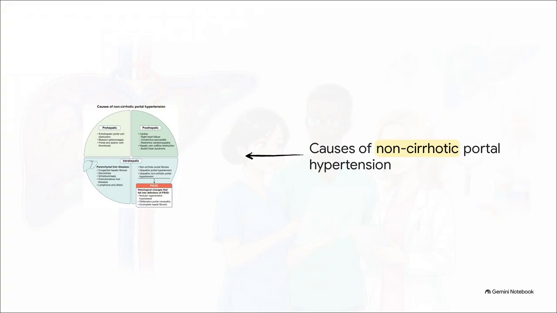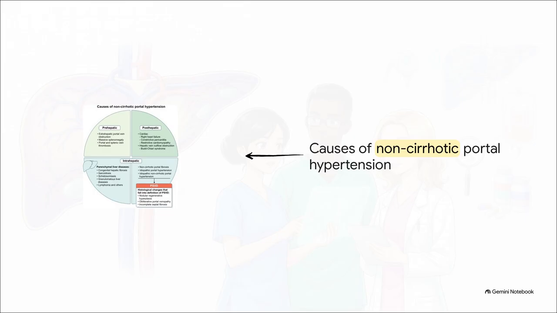And this brilliantly illustrates exactly where PSVD sits in the broader landscape of vascular issues. When we look at non-cirrhotic portal hypertension, the blockage can be prehepatic, meaning before the liver, like a major blood clot, or it can be posthepatic, which is usually due to heart failure pushing the pressure backwards.